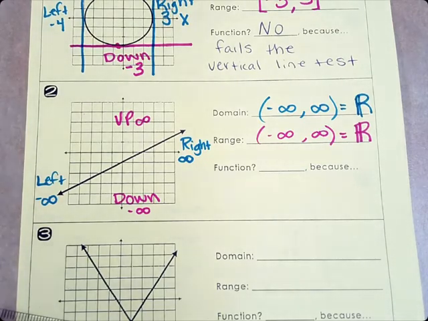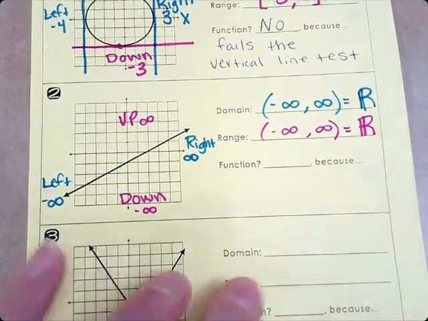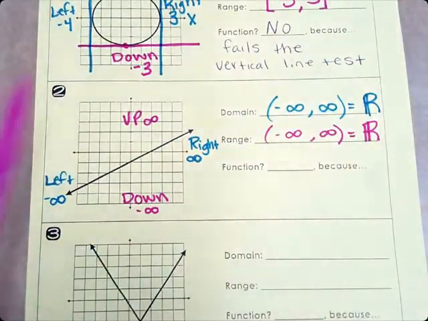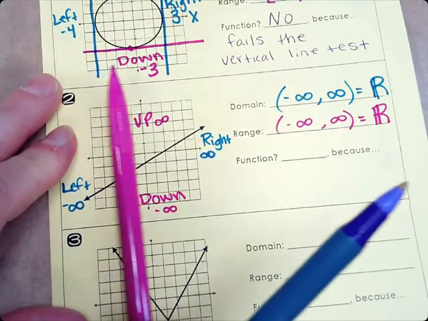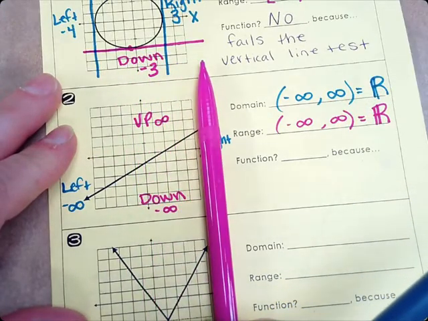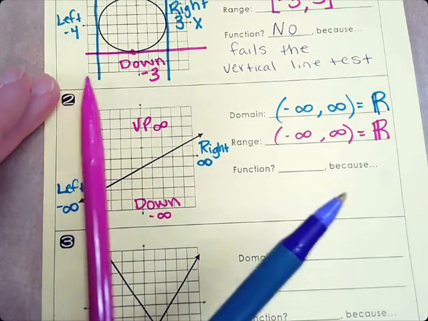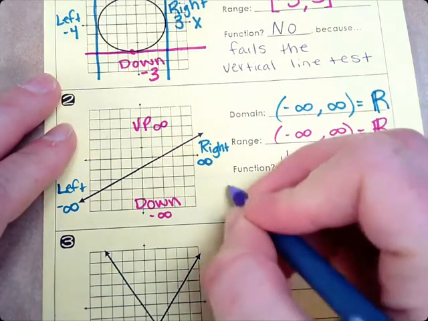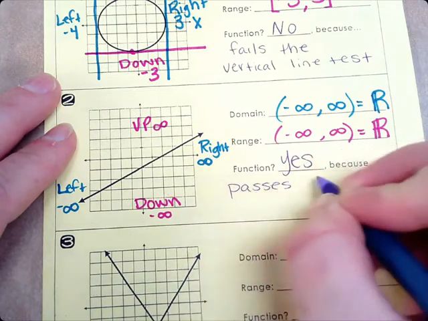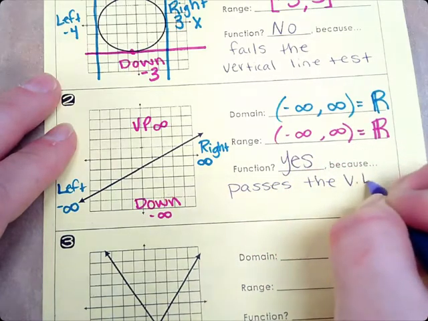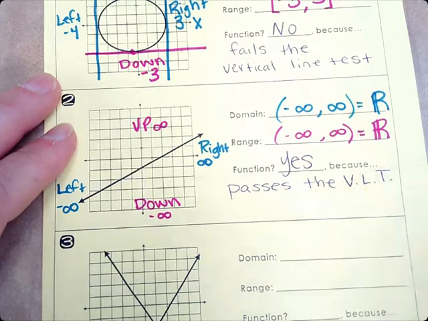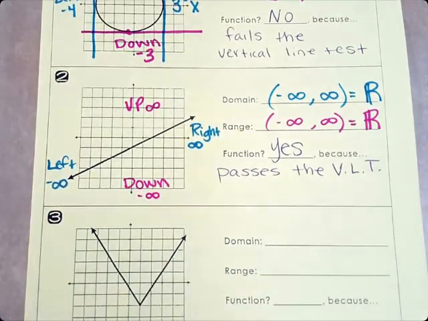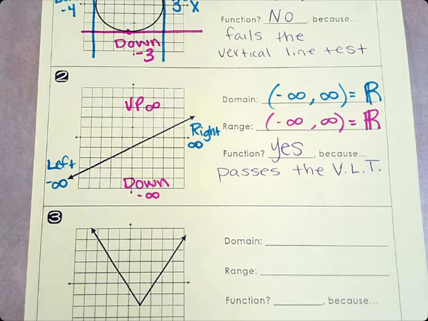Okay, the next question, is it a function? If I were to do my vertical lines, yep, because I can just go right through and I'm only touching it once with every single vertical line this pencil makes. So yes, it passes the vertical line test. If you want to abbreviate that, you can. Let's go to number 3.